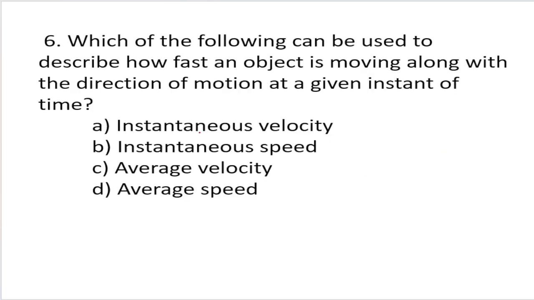Now question number six. Which of the following can be used to describe how fast an object is moving along with the direction of motion at a given instant of time? At a given instant of time, we know the velocity is the instantaneous velocity. If the direction is given, then that is called the instantaneous velocity, and if there is no direction, then that is the instantaneous speed. So the correct option is instantaneous velocity.